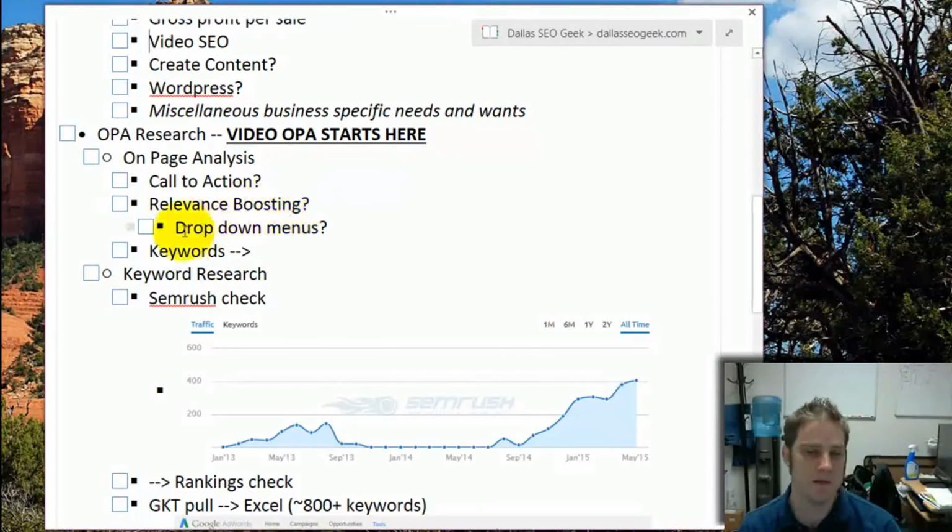And drop-down menus are related to this. I won't go into detail about exactly why, but it does hurt your relevancy if you do it improperly, and generally drop-down menus are not a good idea from an SEO standpoint.